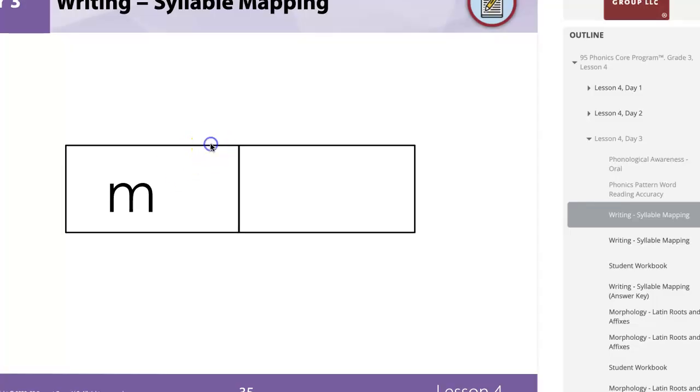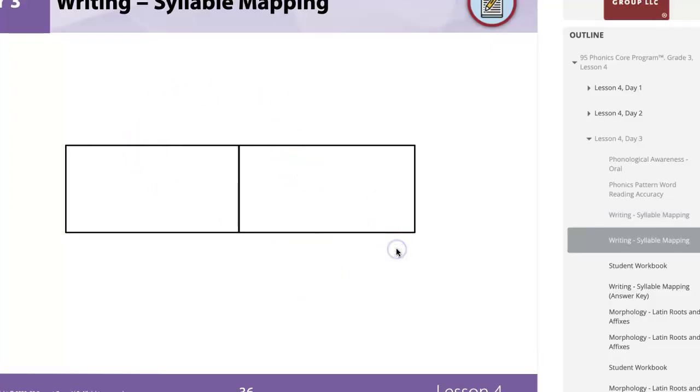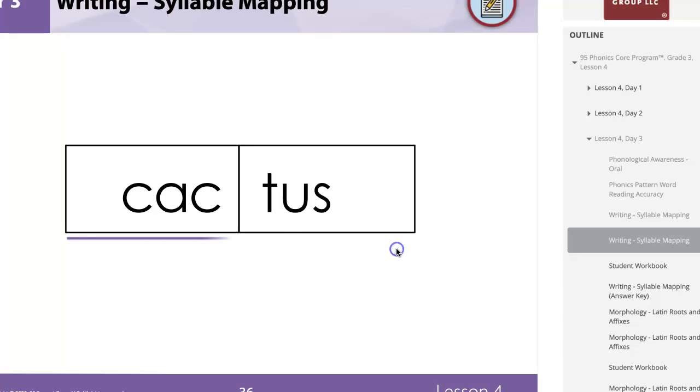Alright, now let's take a look at the board. Everyone say magnet. Clap it. Magnet. Our first syllable is mag. Our second syllable is net. What's the word? Magnet. Alright, everyone say cactus. Clap it. Cactus. What's the first syllable? Cac. Second, tus.